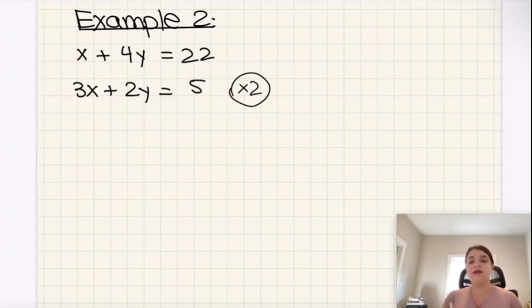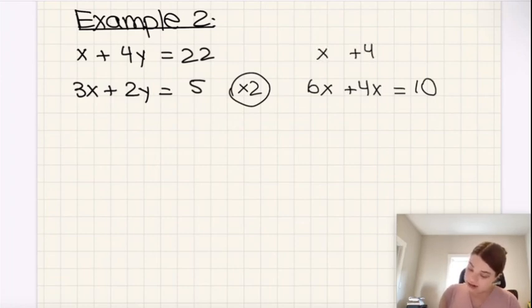So let's do that. And it's not necessarily by 2 we would have to multiply by. We can multiply by anything you want. However, keep in mind that in order to be able to eliminate, we need to make sure that the number we're multiplying by actually will allow us to do so. It's not that we'd get something incorrect if we didn't. We just wouldn't actually get further into solving this. So 3x times 2 is 6x. 2y times 2 is 4y. And 5 times 2 is 10. So there's my new equation. The other equation I'm just going to copy down.